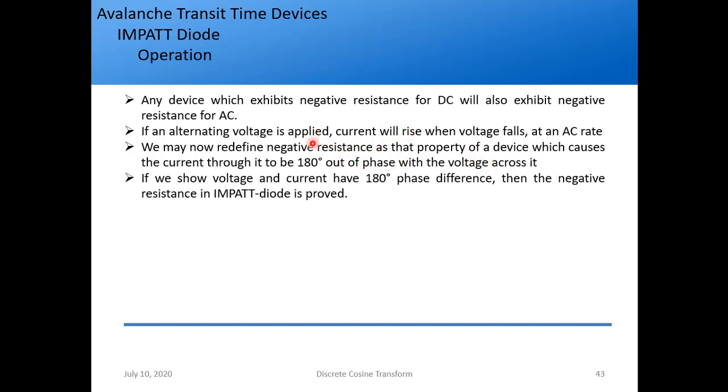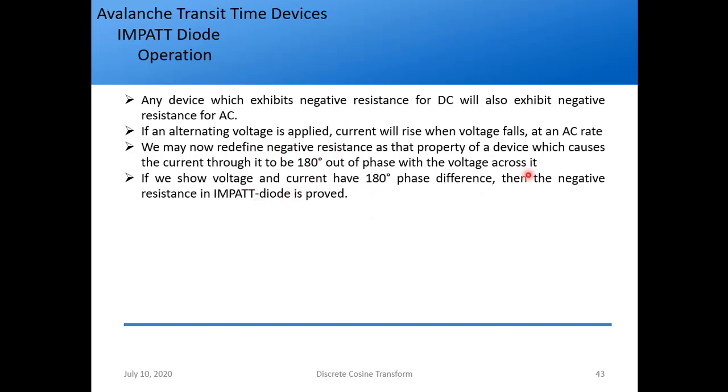So if we want to prove that oscillations exist in an impact diode, we can say, if we are able to prove that the voltage and current are out of phase, then we have safely proved that the impact diode is exhibiting negative resistance region and therefore oscillations.